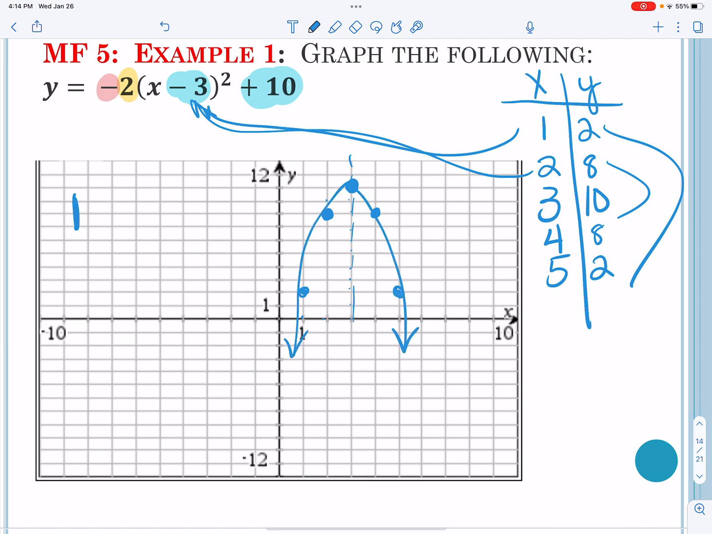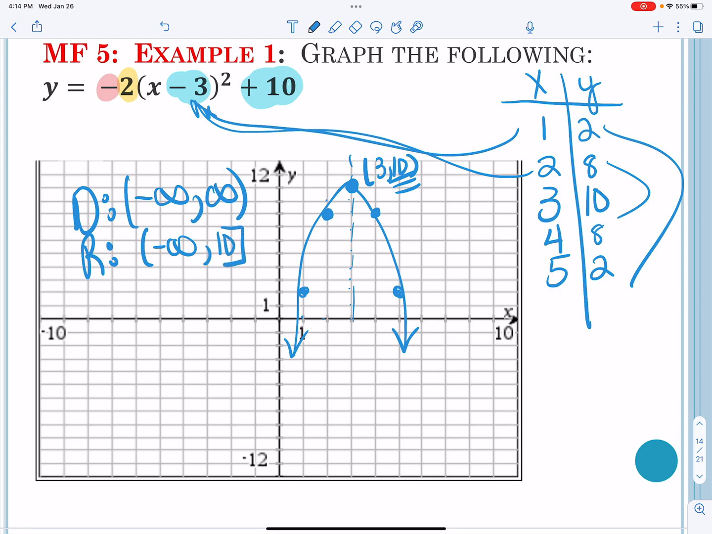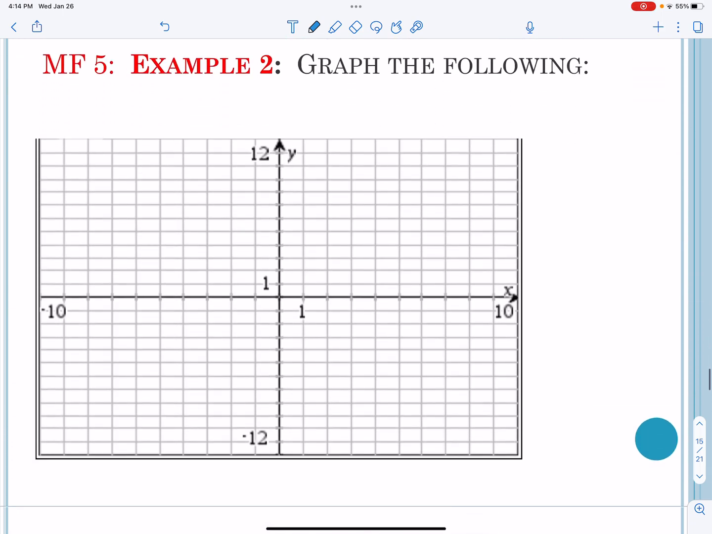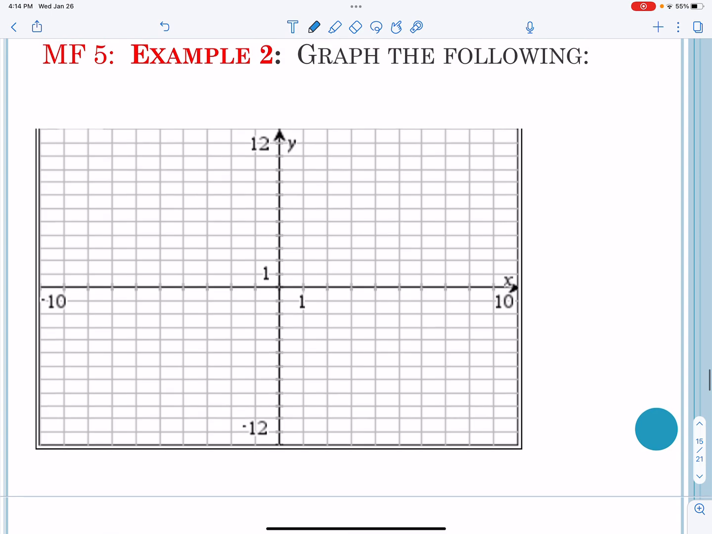It wants the domain, negative infinity to infinity, and the range. This point is the top point at 3, 10, and the y is at 10. So, sorry, I thought it was going up. Negative infinity to 10. Now, if you wrote 10 to negative infinity like I started doing, I would not take off. But if you're going to take a lot of math, you might as well write it from smallest to biggest. All right, graph the following.